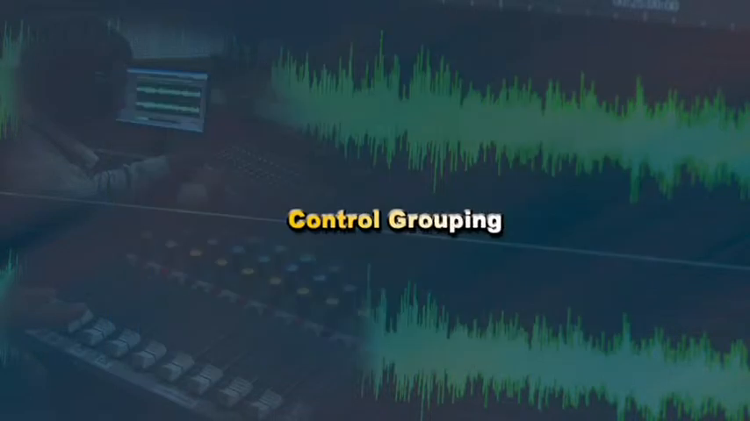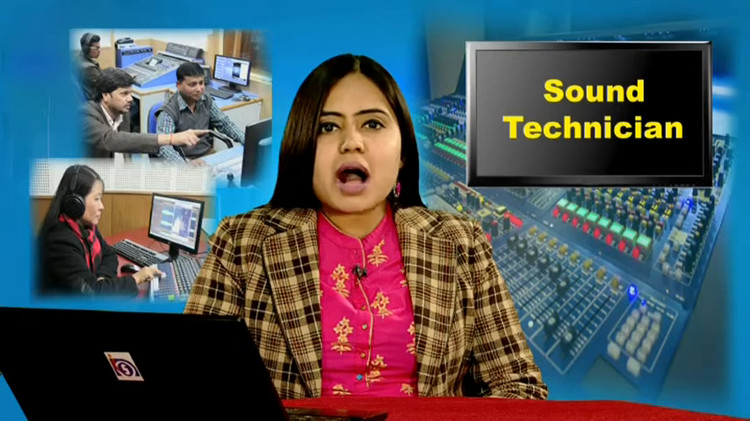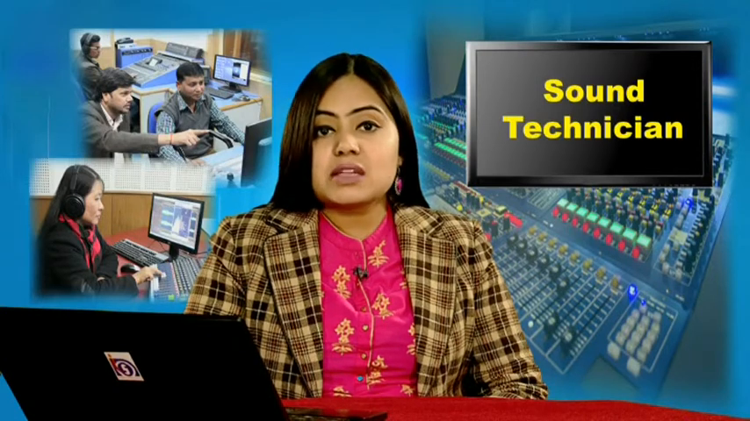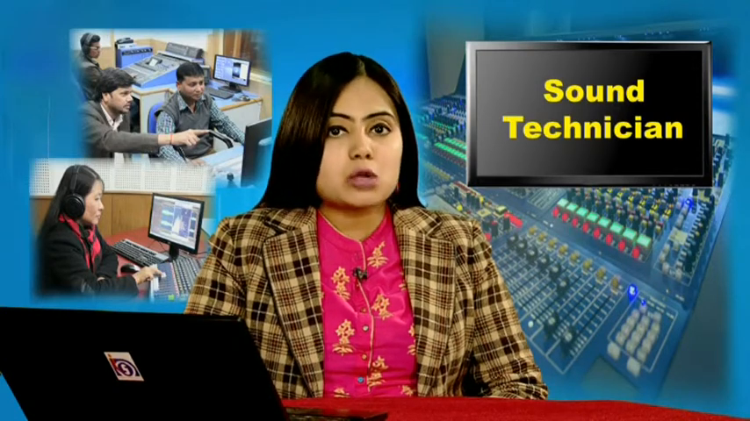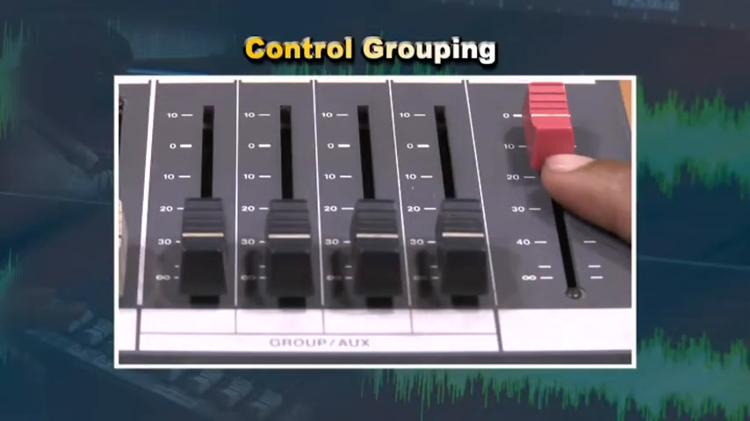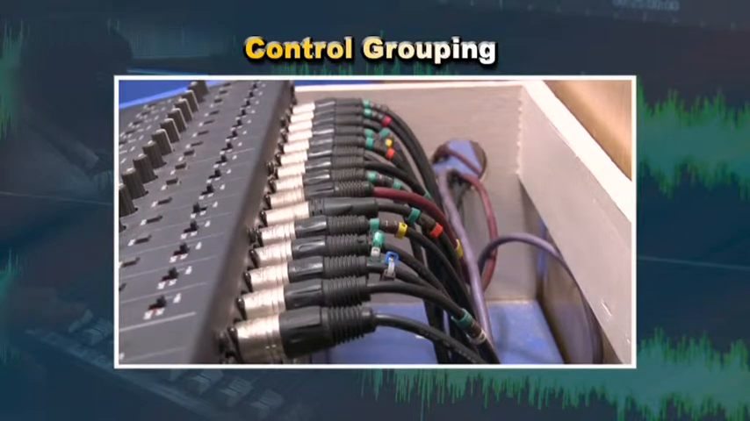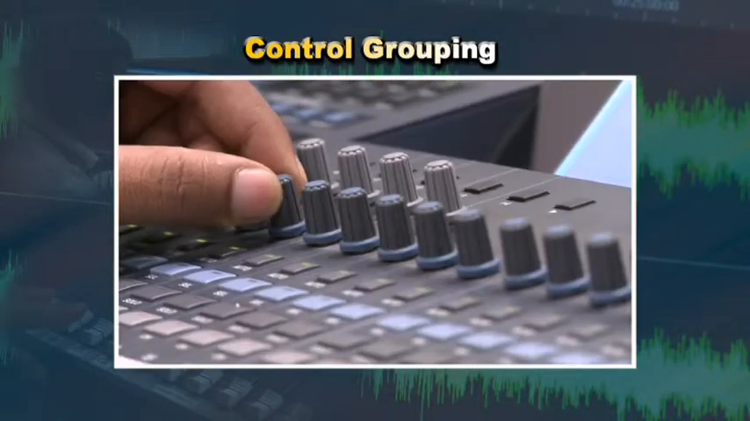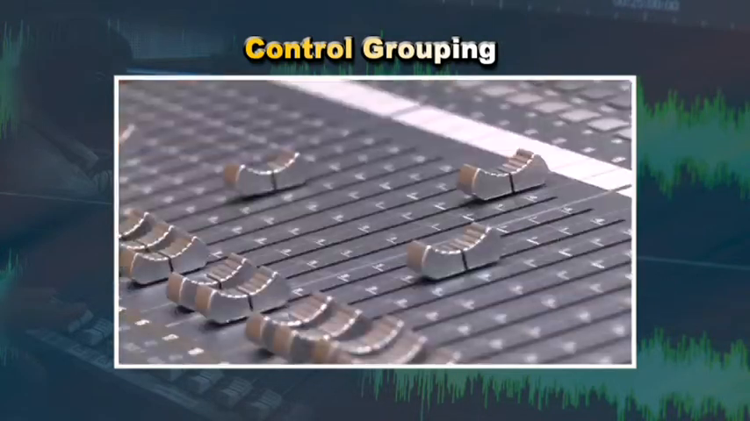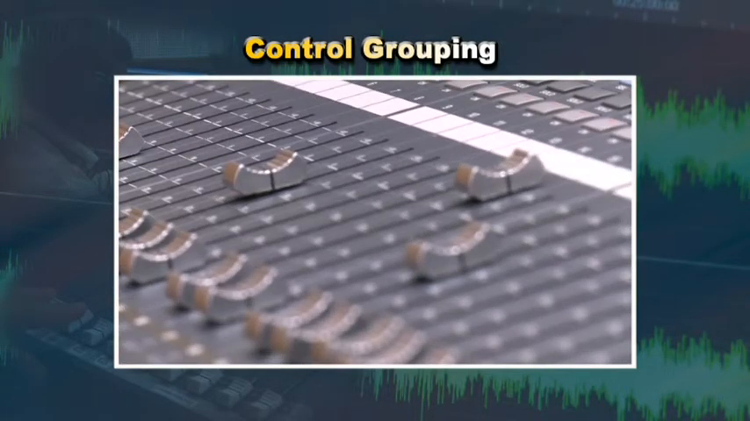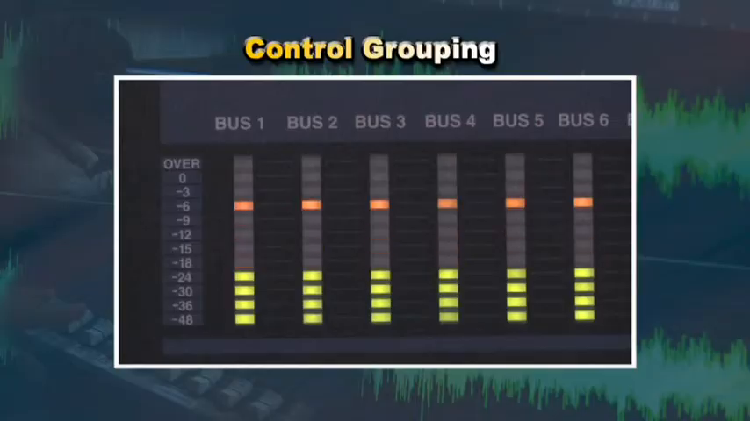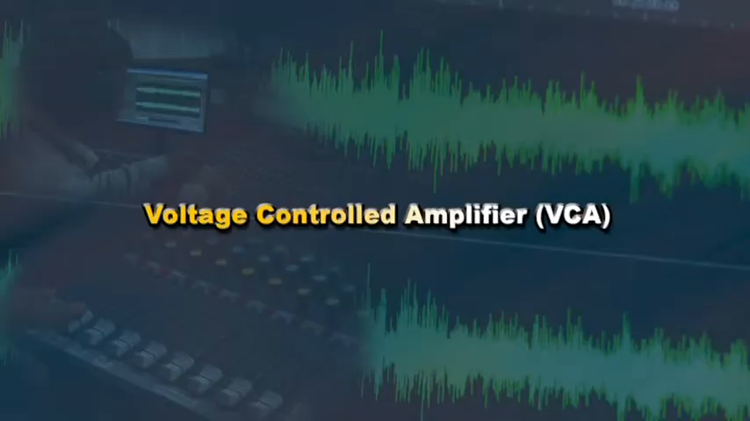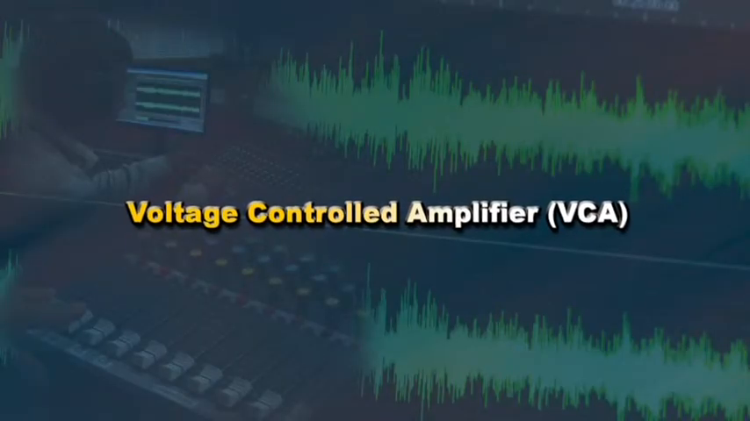Now we have control grouping. Control group is different from audio grouping because it doesn't give rise to a single summed audio output for the group. The levels of the faders in the group are controlled from one fader, but these outputs remain separate. Generally, its effect is like a hand moving many faders at the same time, each fader maintaining its own level in relation to the others. Control group is controlled by a voltage controlled amplifier, that's VCA.